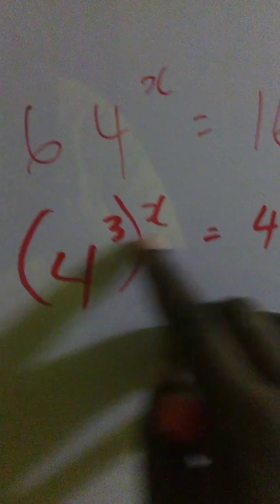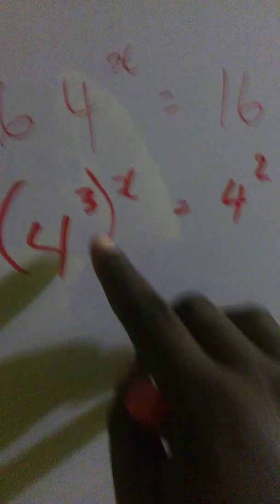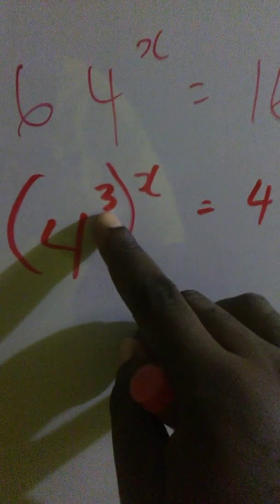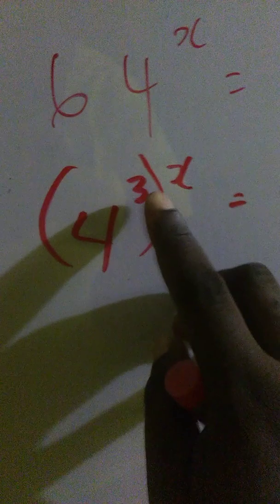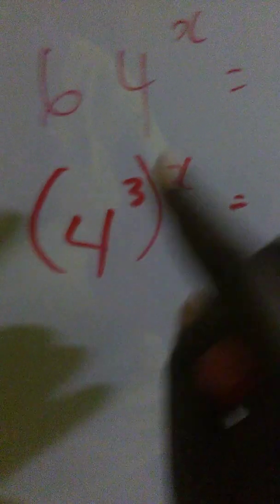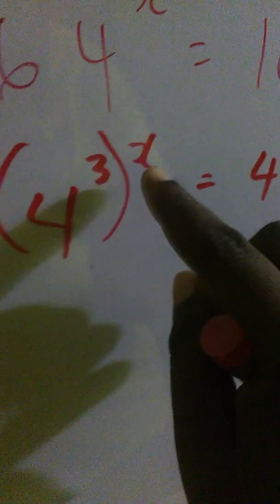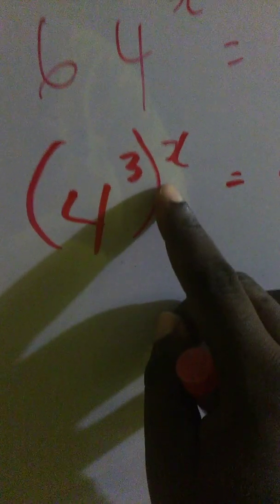Now if I look closely at this, the power to power rule states that I'm supposed to take the powers and multiply them. Power to power means that a power is raised to another power. So this is 4 to the power of 3, so this 3 right here is a power, and that power is raised to another power, which is the power of x. So the rule states that I should take the powers and multiply them.